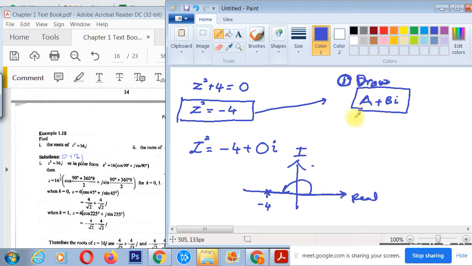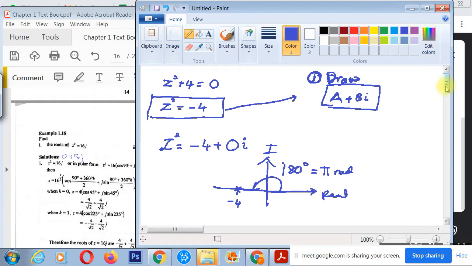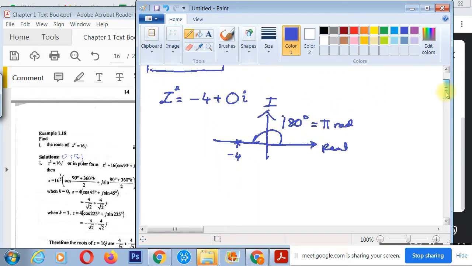So now here, what is our degree? 180 degree, which is equal to pi in radian. Alright. So next, what should we do after we have this form and this drawing? We can transform this a plus bi into polar form.